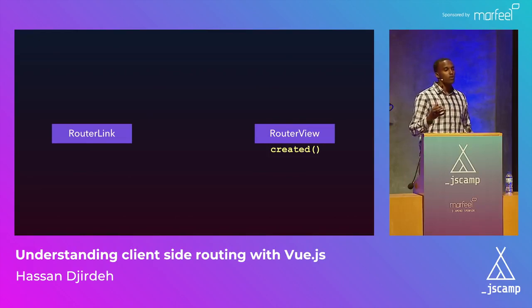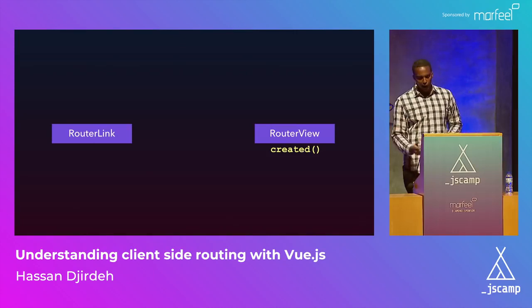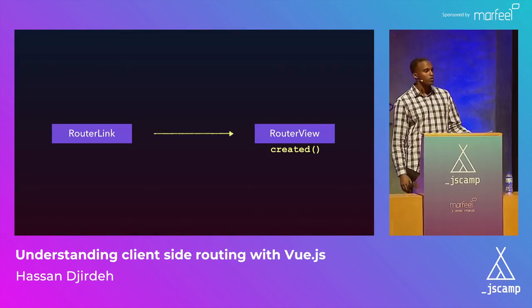We need to now have router view be notified that a user is attempting to change the location. There's a few ways we can do this. One way is to basically spy on the route, etc. But an easier way is basically to have the router link components emit a custom event to router view.